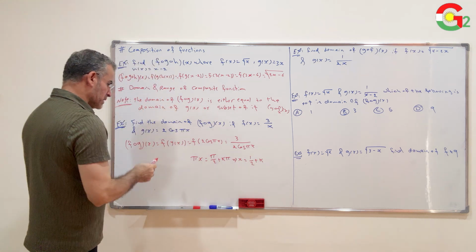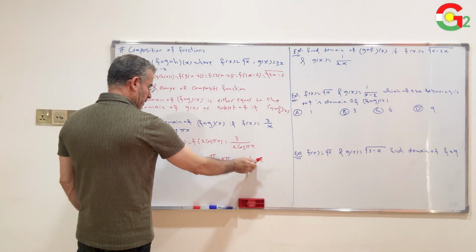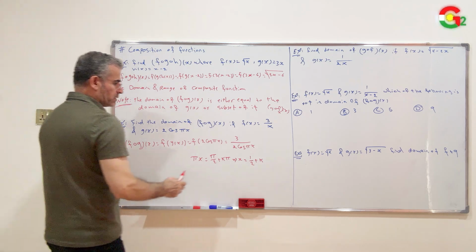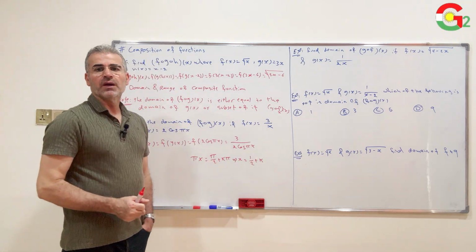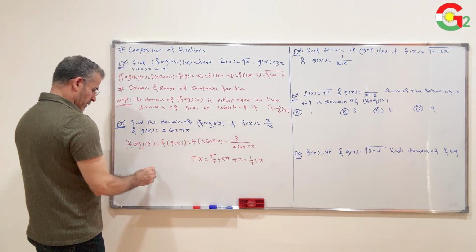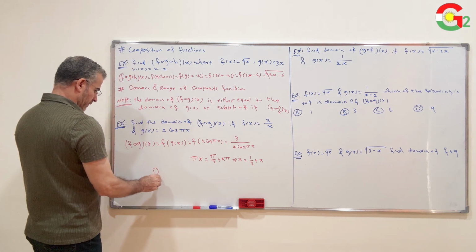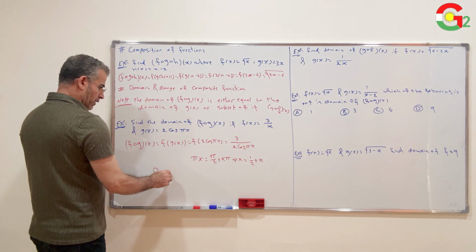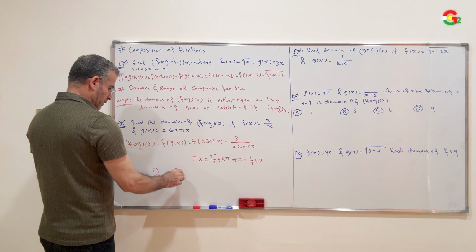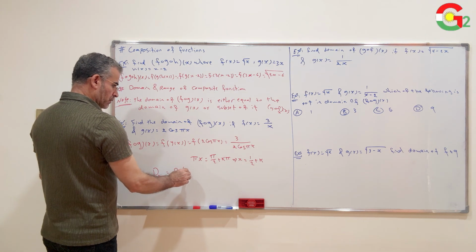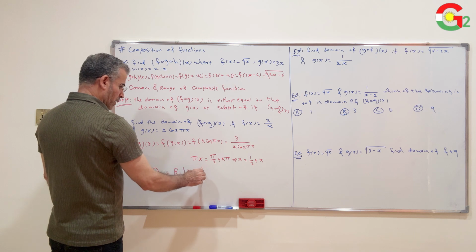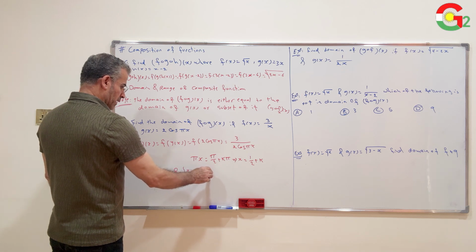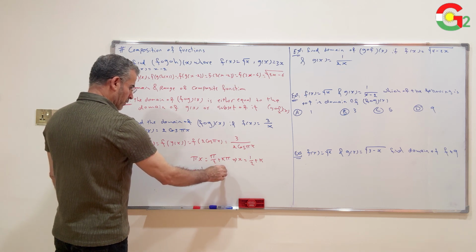Then the domain is all real numbers except those equal to 1/2 plus k, where k is an integer. Then the domain of f circle g equals R except x where x equals 1/2 plus k, k belonging to the integers.